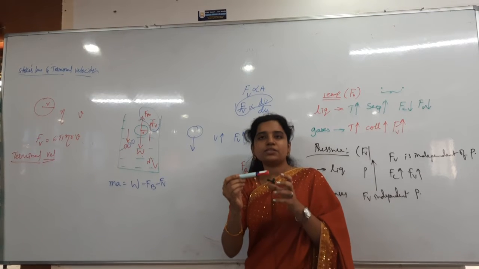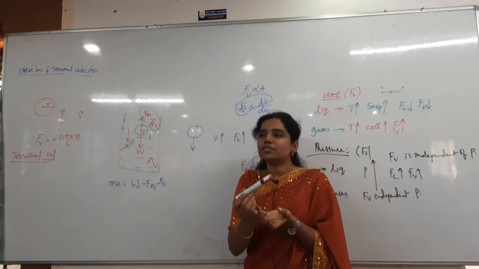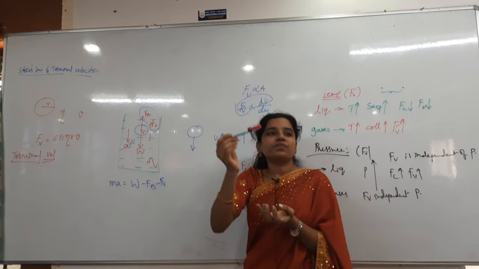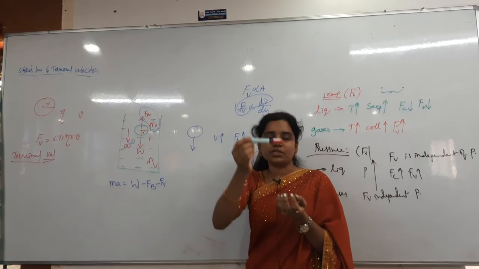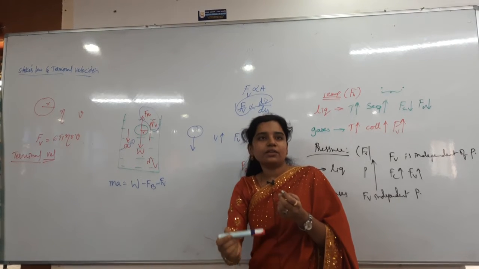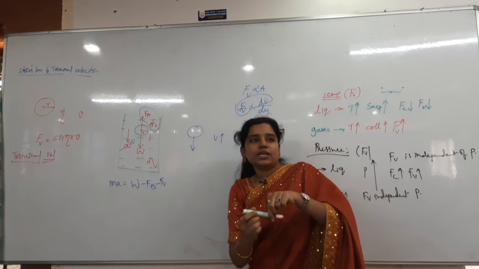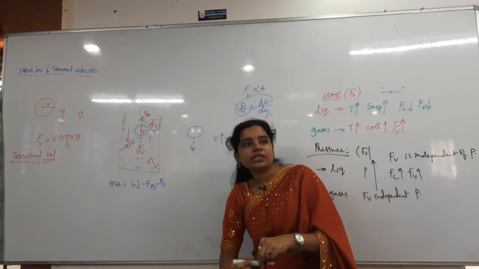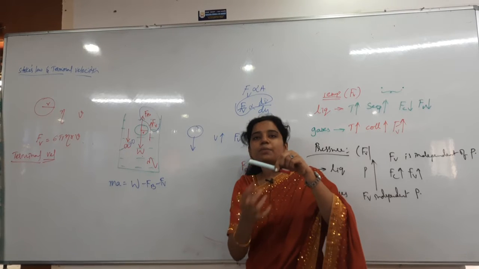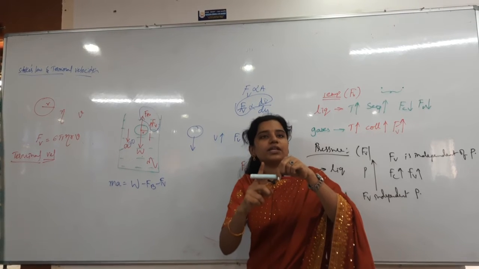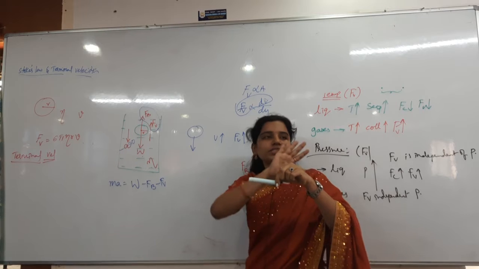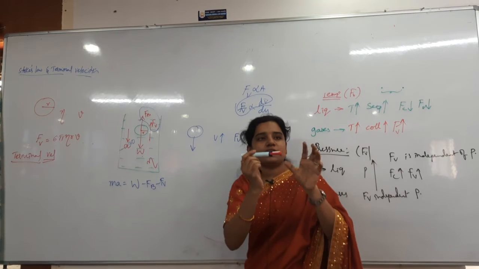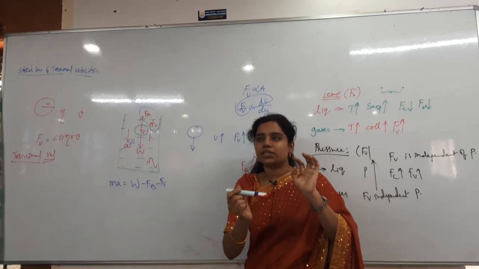So in the case of air, there will be less air resistance. In the case of liquid, any liquid I have taken, downwards mg is acting. As the velocity increases, in the upward direction the viscous force is increasing. Buoyant force is also acting, but you just keep that away. First you have to understand the viscous force and then mg only.